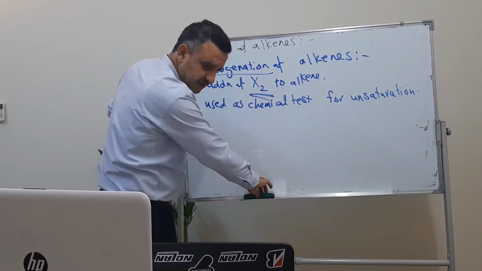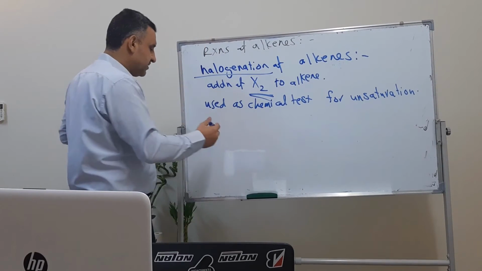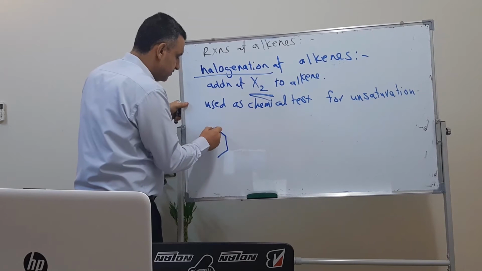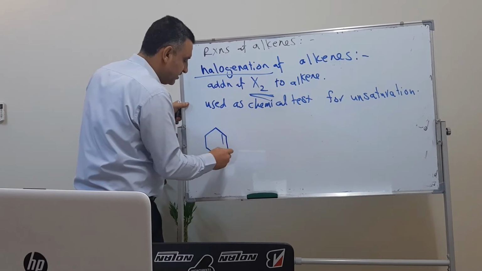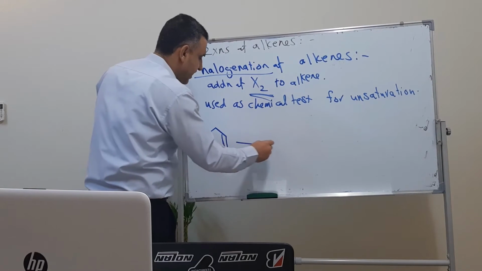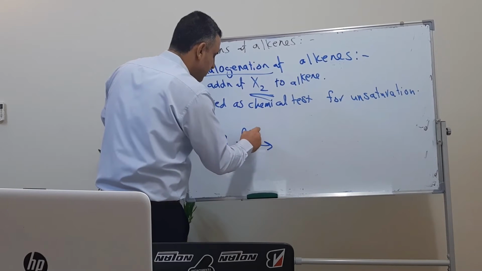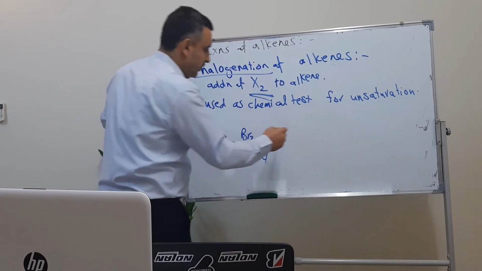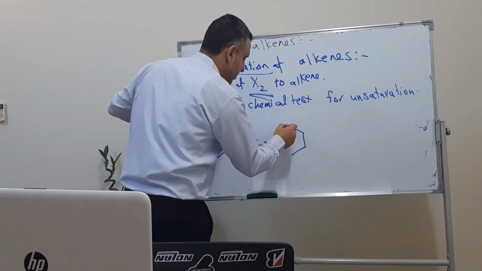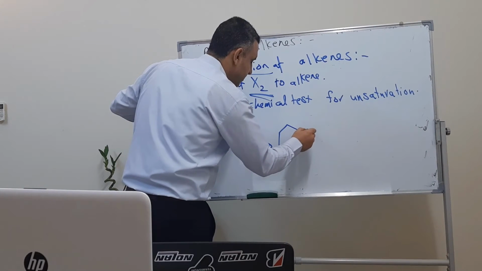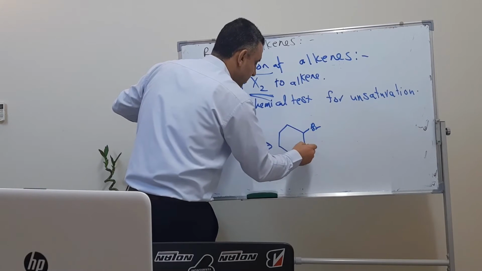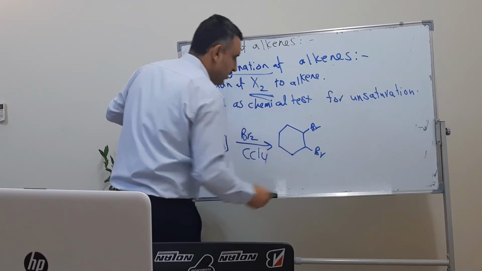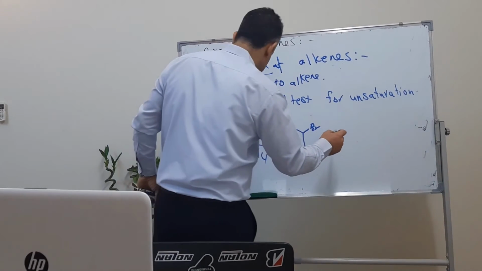In principle, if we take, for example, cyclohexene, and allow cyclohexene to react with bromine in the presence of a solvent such as CCl4, we are going to get an addition reaction of this alkene. We will get 1,2-dibromocyclohexane.